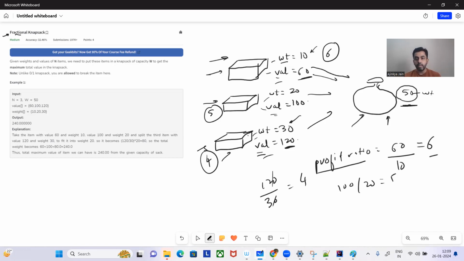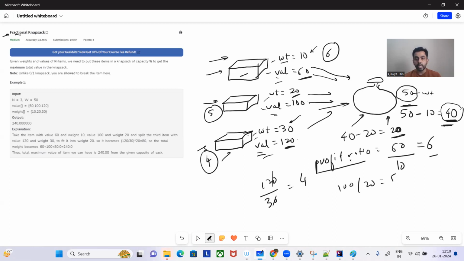Now if you put this item into this knapsack, what will be the remaining weight? 50 minus 10, because the weight of this item is 10. So the remaining capacity of this knapsack is 40 weight. Now we can put items with maximum 40 weight. We'll check whether this item can be pushed. Yes, this item can be pushed completely because its weight is less than the current capacity. So we push this item into the knapsack. Now the remaining capacity will be 40 minus 20.